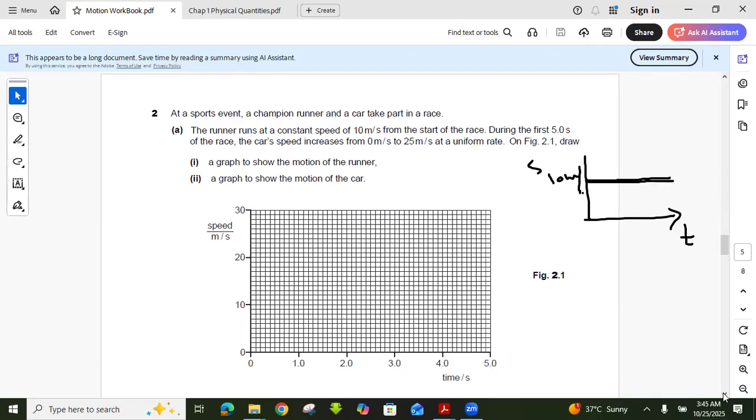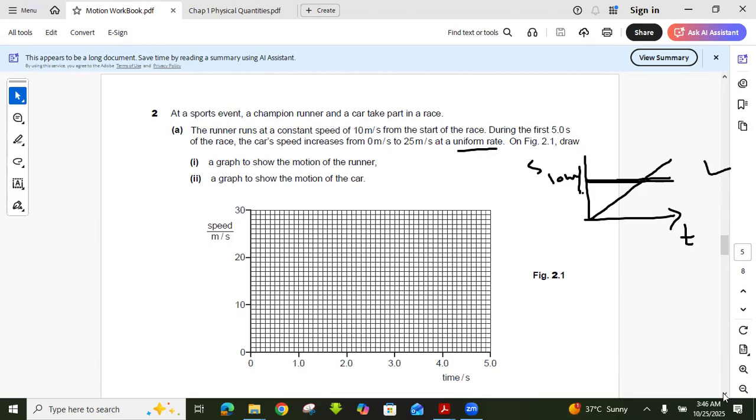And when we are talking about the car, for the first 5 seconds the car speed increases from 0 to 25. So the car speed actually increases at a constant rate. Whenever we have a constant rate, we have a straight line like this. So we need to make this type of graph on the given graph. Now let's start making the graph.